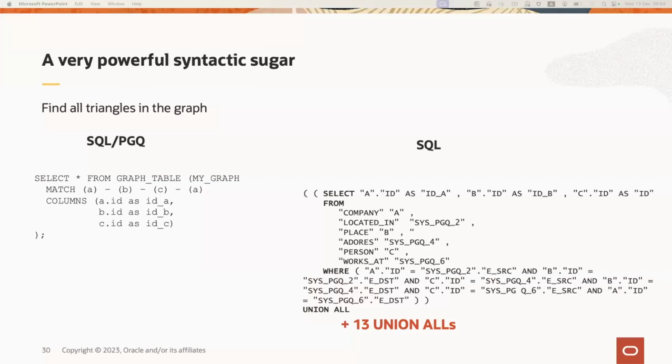Okay, so this is what is available in 23c. It's complementary with all the other models that exist there, relational, JSON, and graph, right?